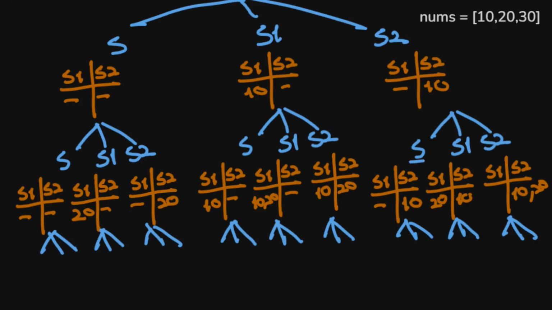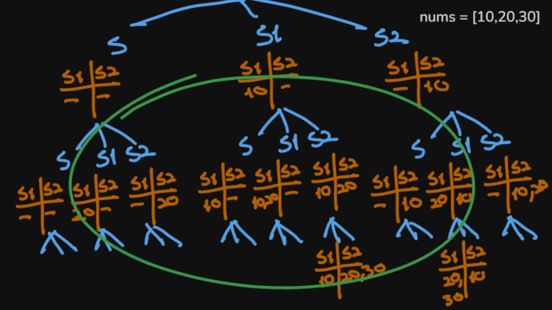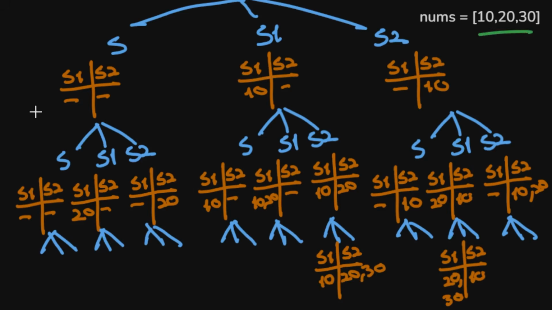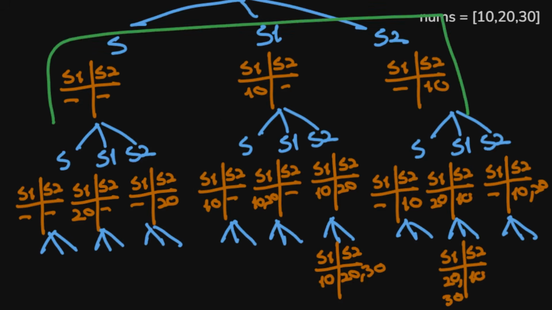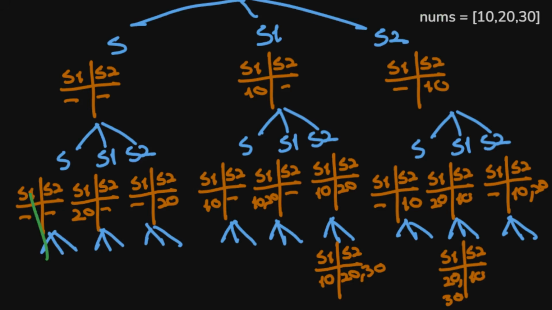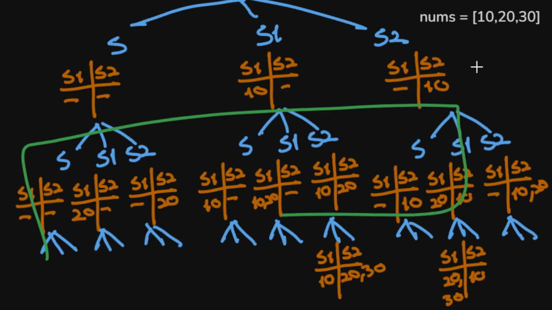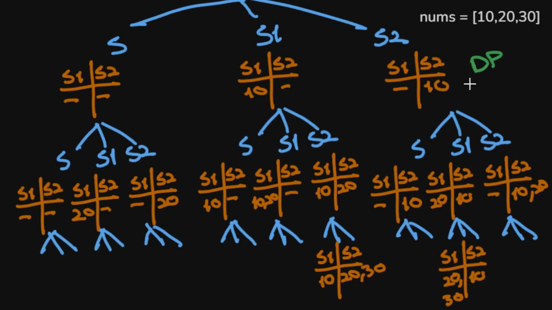Next, we can either skip including S1 or including S2 this number. So this is the final decision tree for this input. What we are doing is solving small subproblems and using those results to solve larger subproblems. This is the definition of dynamic programming.